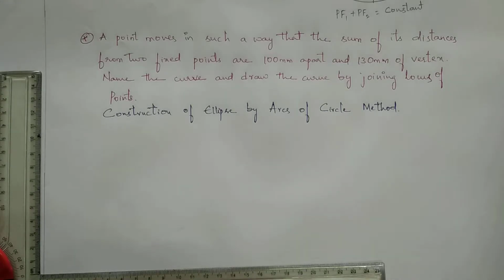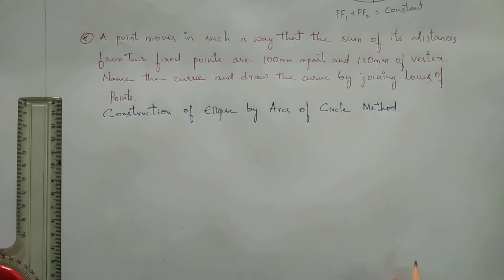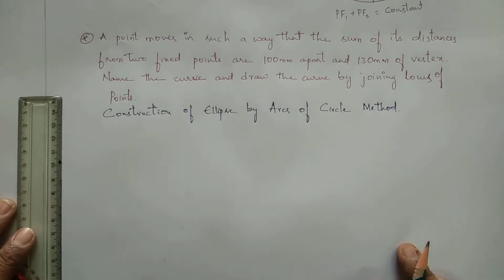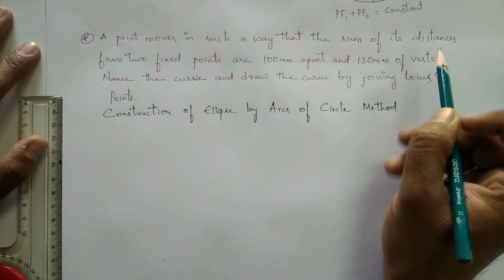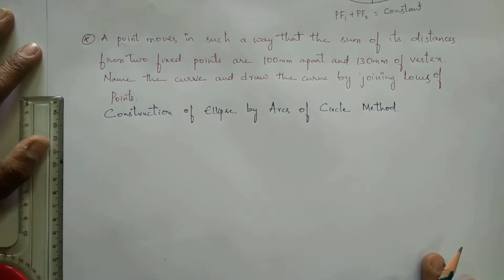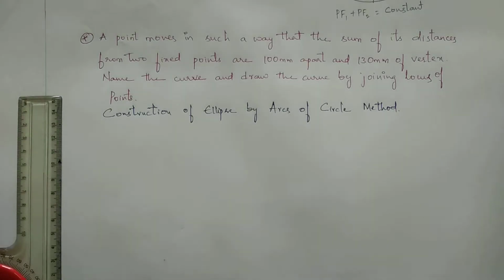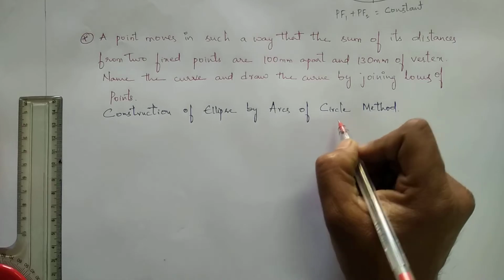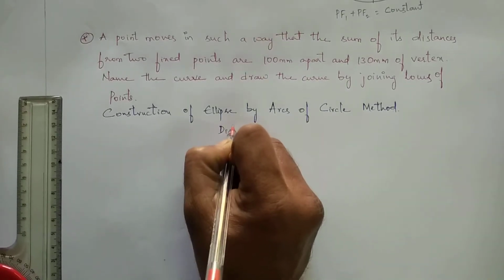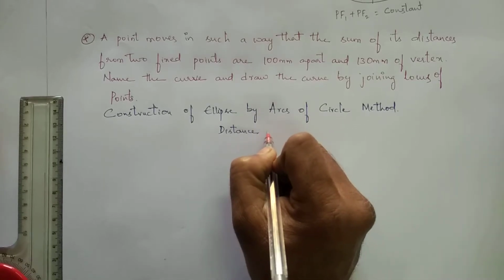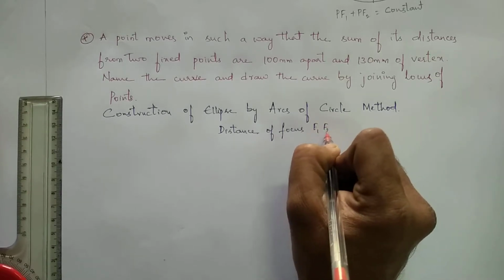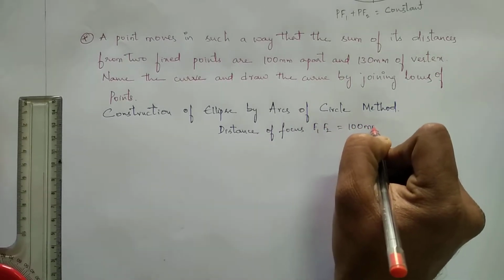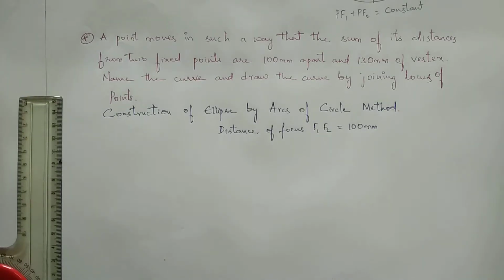First, using a 2H pencil, draw the major axis. So what is the major axis that we need to see here? Right now what is mentioned is, a point moves in such a way that the sum of its distances from the two fixed points, which are 100 mm apart. That is, two fixed points. The distance between the foci F1 and F2 is 100 mm.